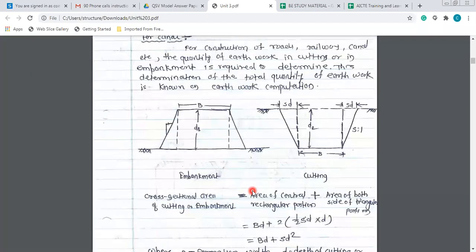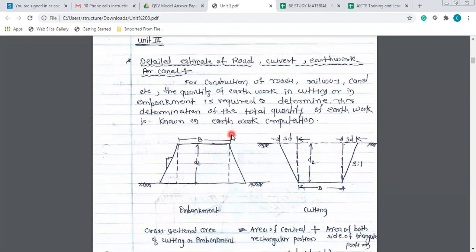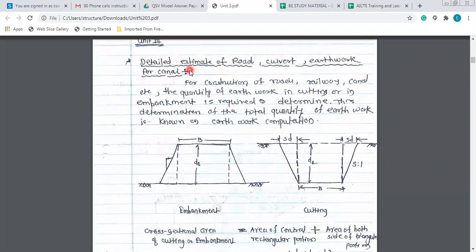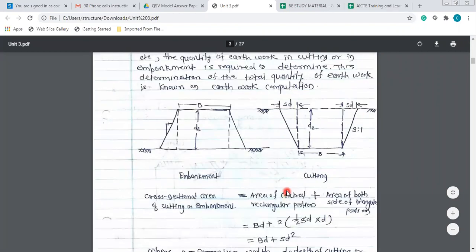Now, is there any doubt for this particular portion? If you have a doubt, you can unmute and talk with me, or else you can put it in the chat box. If not, you can copy this. I will give you 3 minutes to copy this. You can give the title as detailed estimate of the road, culvert, earthwork for the canals. It should be there in your notebooks. And you have to copy this as it is, the formulas and the rest of it. So please copy it. I will give you 3 minutes because only 3 minutes are left to conclude this session.